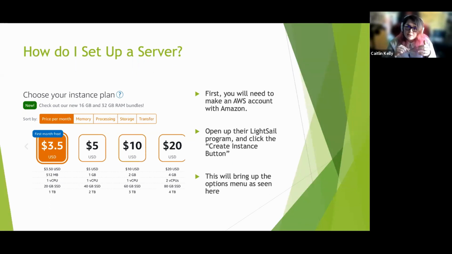The first thing you'll need to do is make an Amazon Web Services account. That's very straightforward: you just go on to AWS and make an account there. Then you'll want to navigate to their Lightsail program. There's a little search bar up at the top, and you can just type in Lightsail and it'll bring it up for you. Once you've got that open, you'll want to click Create Instance. This will bring up this menu screen here.